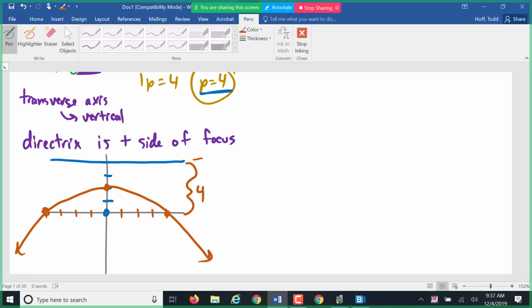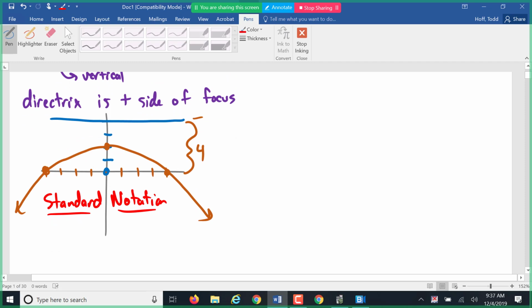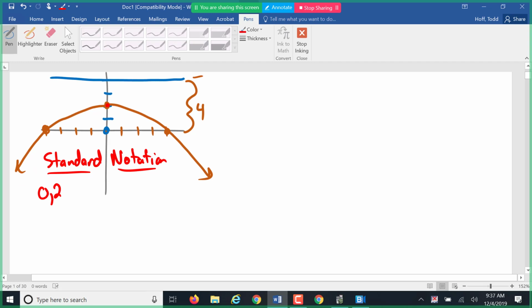So there it is. Now, what if we wanted to express this in standard notation? Well, if I wanted to express this in standard notation, some things that we know about our parabolas. First of all, we know the location of our vertex there is at 0, 2. So what that means is we have x minus 0 squared and y minus 2.